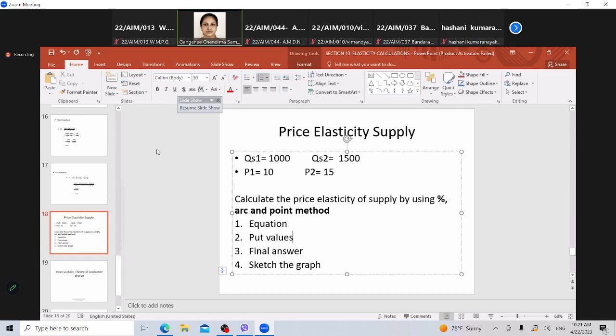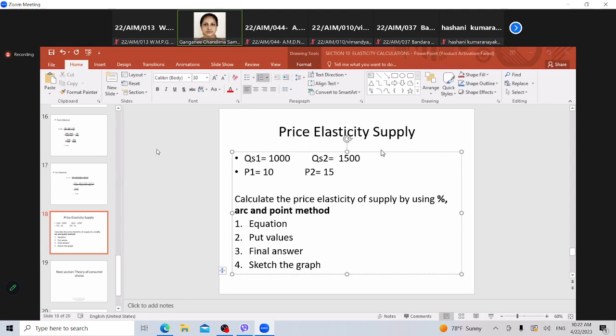One answer came from Hashani. Yes, very good. Others? Yes, Vimandya also, very good. That means you all are doing nicely. Yes, Bandara also got it. Satsara also got the same answer. Now I think the majority understood.